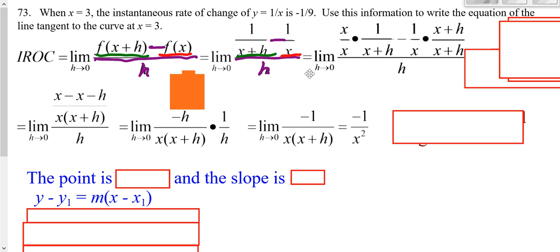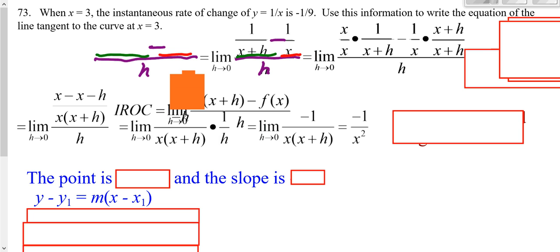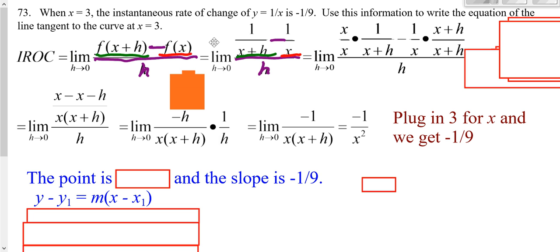You're looking for your slope when you plug in 3. Well, if you plug in 3, you get negative 1 over 3 squared, or negative 1/9. So now that you have your slope and you'd have your point, well, to find your point, all you'd have to do is take x and plug it in here, 1 over x, to get the y value.